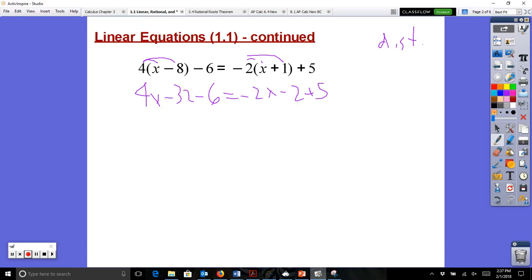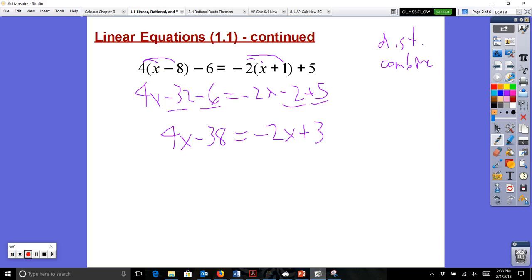Now, before you start adding, subtracting numbers to opposite sides, you're going to want to combine. By combine, I mean something on the same side of the equation. So on the left, we have a negative 32 and a negative 6. Well, now to do negative 32 minus 6, and that's actually just negative 38. So we have 4x minus 38. Likewise, on the right side, negative 2 plus 5 is 3, so we have negative 2x plus 3.